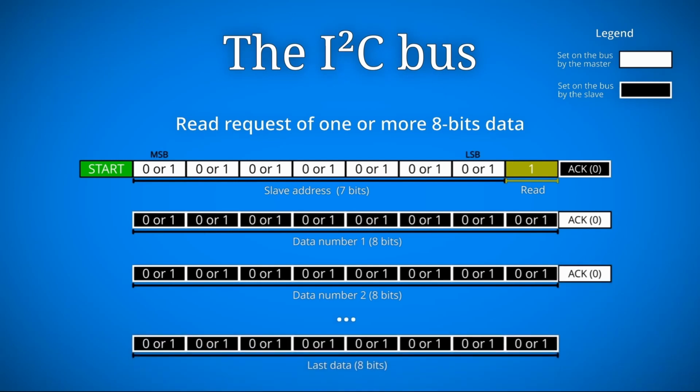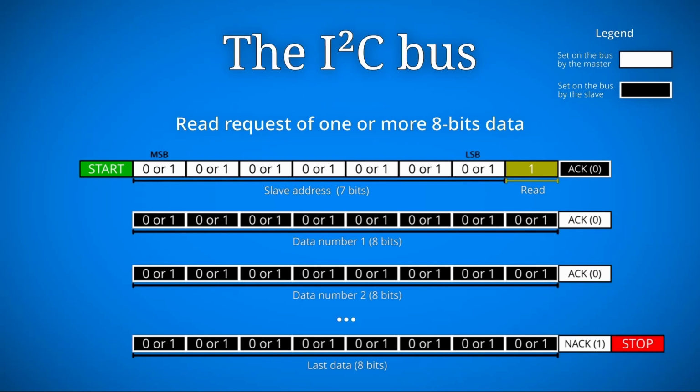When the master wants to stop the read request, instead of acknowledging the last data sent by the slave by setting the data bit 0 on the bus, it sends the NACK, not acknowledged, signal. The NACK signal is generated by setting the data 1 on the bus. This signal informs the slave that it needs to stop sending data. The master then closes the request and releases the bus by sending the stop signal.